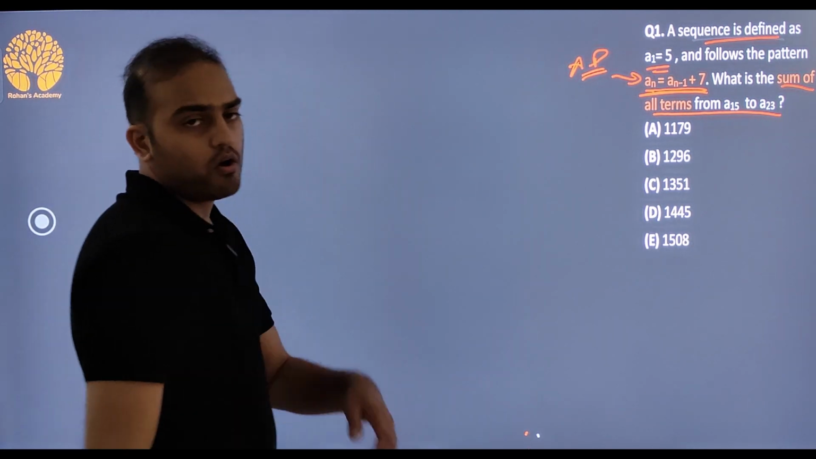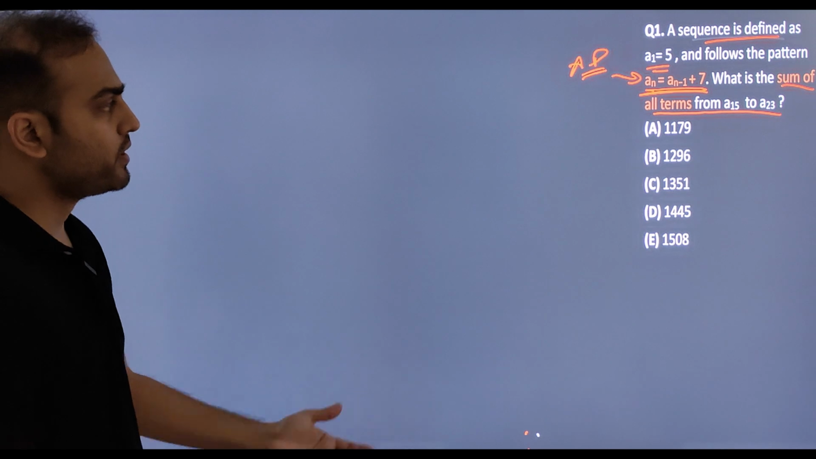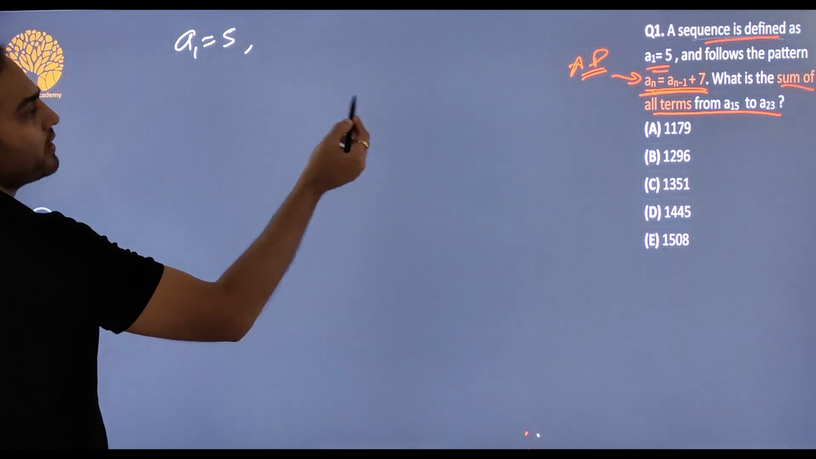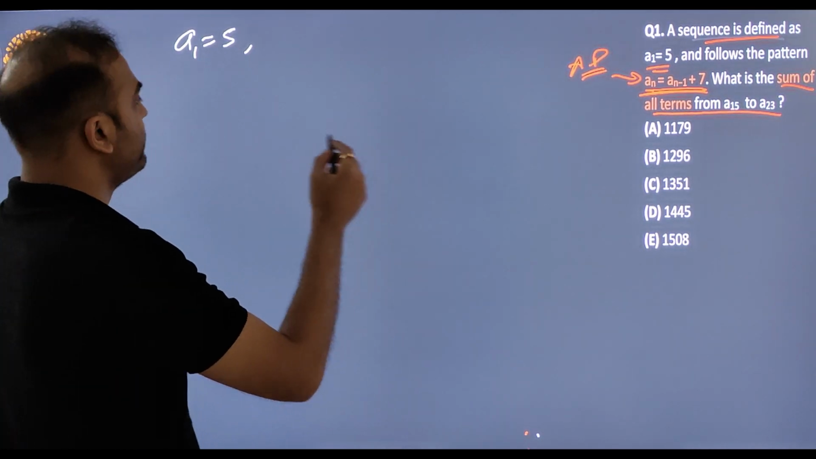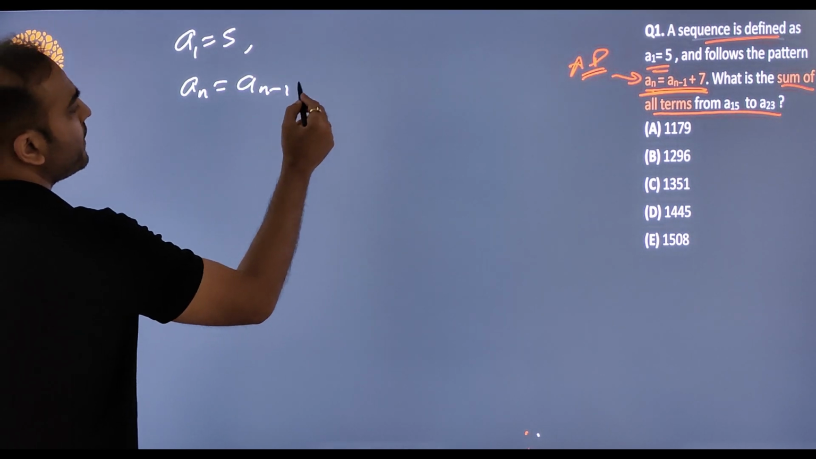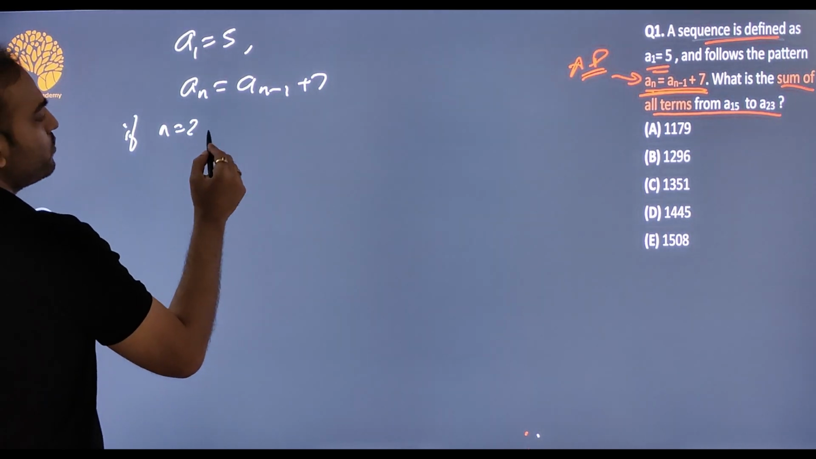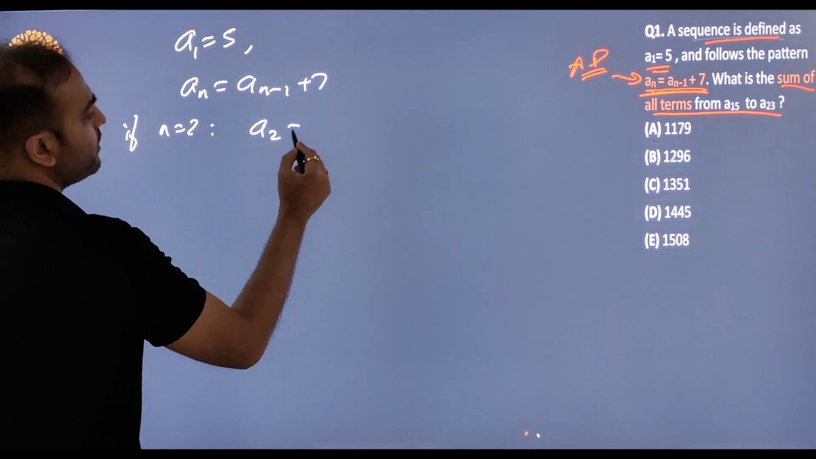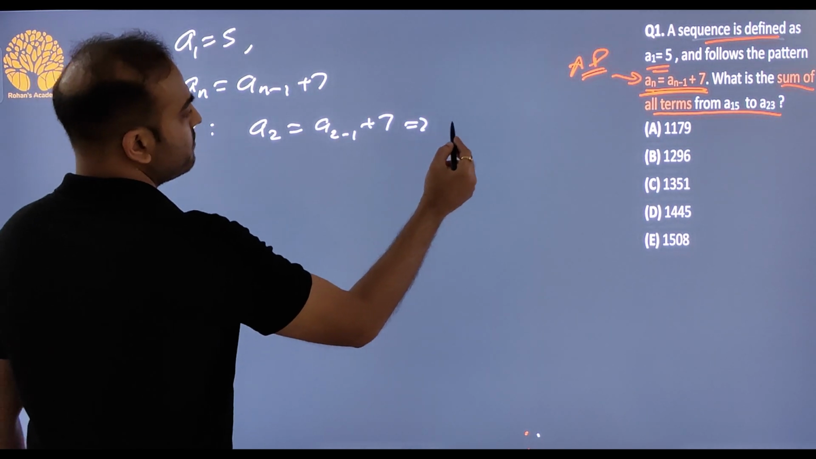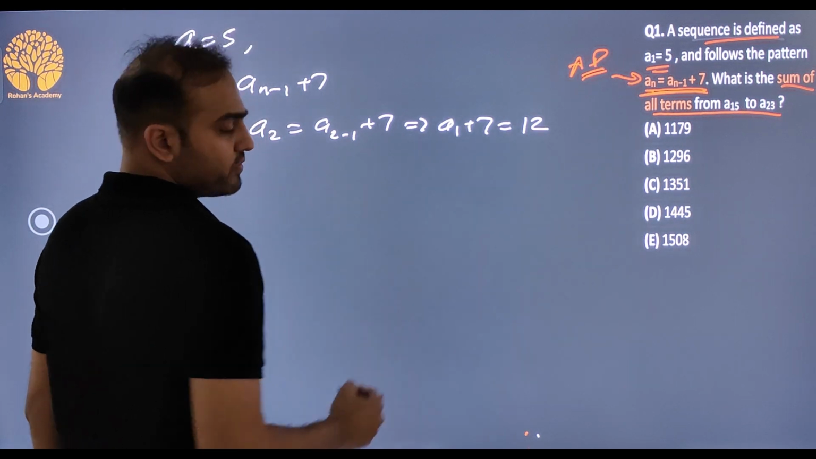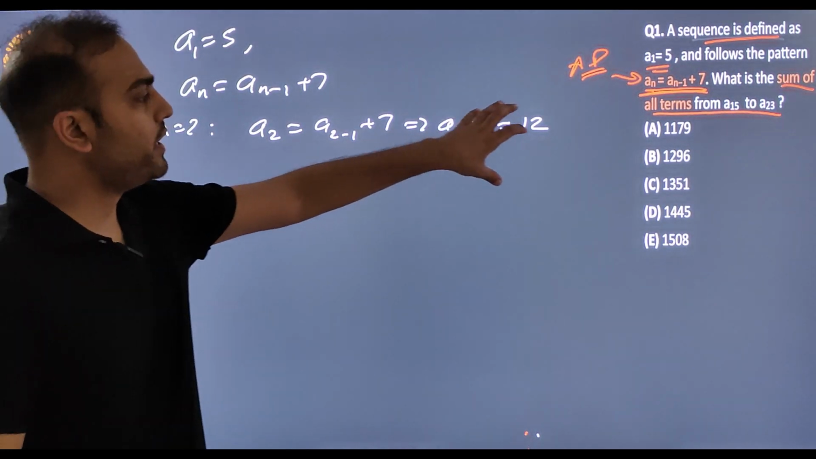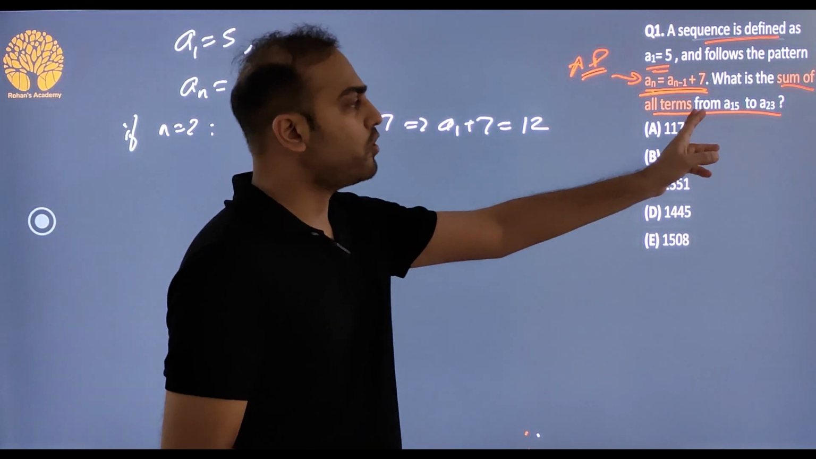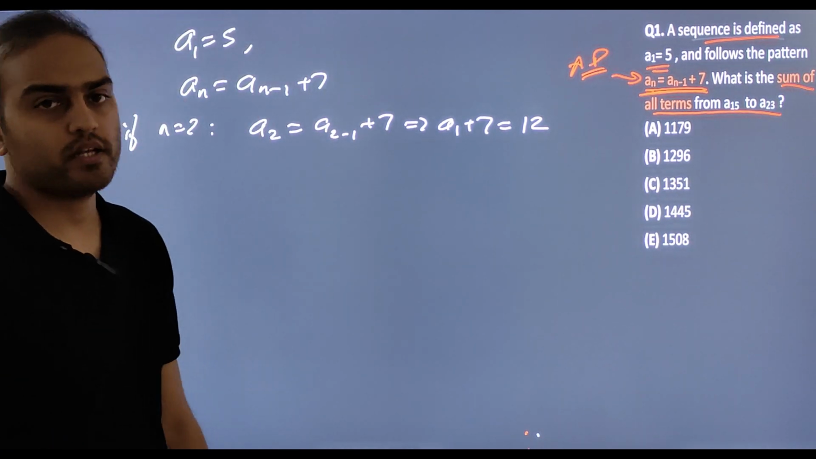Now as I said, all the questions of this topic can be done by formula. We know that the first term is 5, and the nth term is a(n minus 1) plus 7. If n is 2, we have a2 is equal to a(2 minus 1) plus 7, which is a1 plus 7, that is 12. So a1 is 5, a2 is 12, and so on. And we know this is an AP. Now the question is, we want the sum of all terms from A15 to A23.